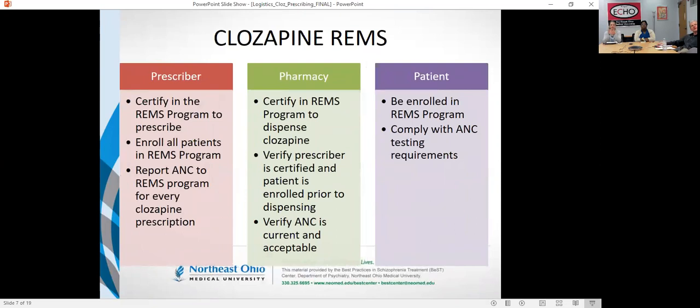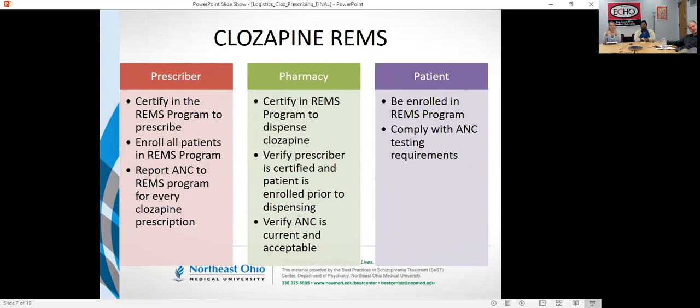So there are 3 buckets of people that the Clozapine REMS program provides requirements for. The first is the prescriber. The requirements of the prescriber are to certify in the REMS program to prescribe. They'll enroll the patients into the Clozapine REMS program prior to starting them on clozapine, and it's also the reporting mechanism for the ANC for every prescription of clozapine.